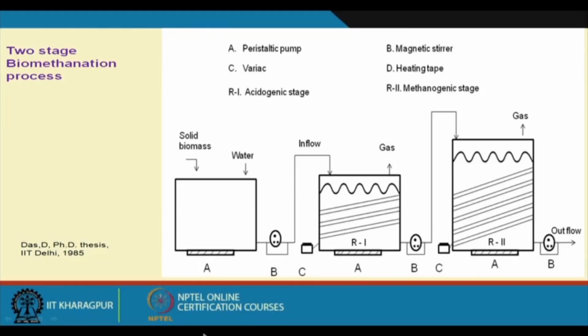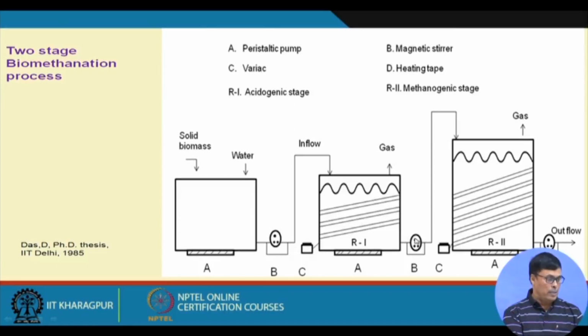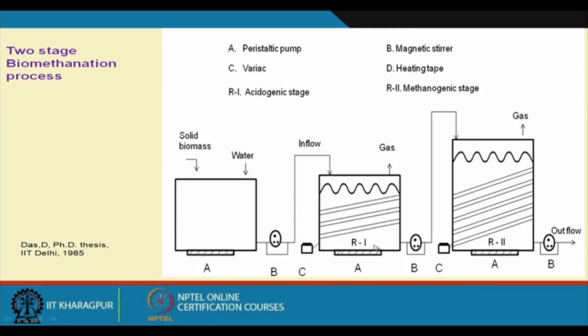So this is easily done by using a two-stage reactor. We pass the substrate into the acid region, and here the acid formation takes place. This acid we take to the methanogenic reactor to get the methane formation. Now, since the rate of reaction in the acid region is much faster as compared to methanogenic reactors, the size of the methanogenic reactor will be much higher as compared to that of the acidogenic reactor.